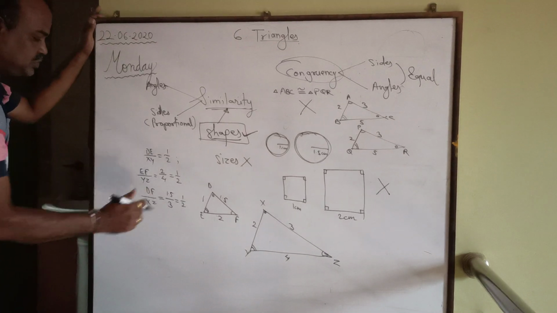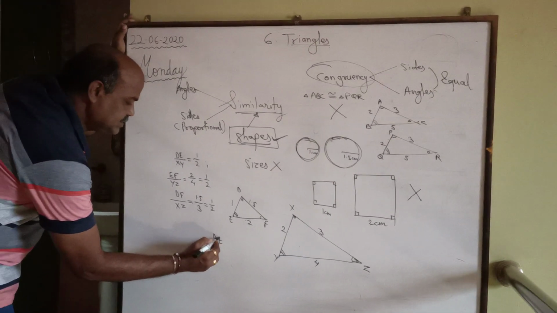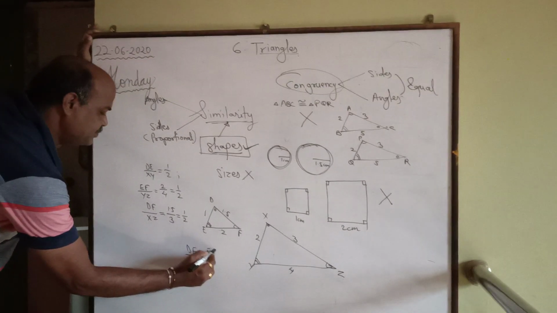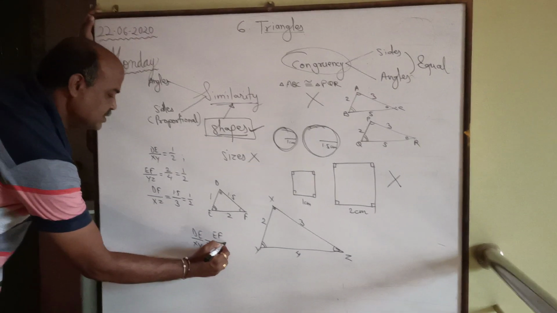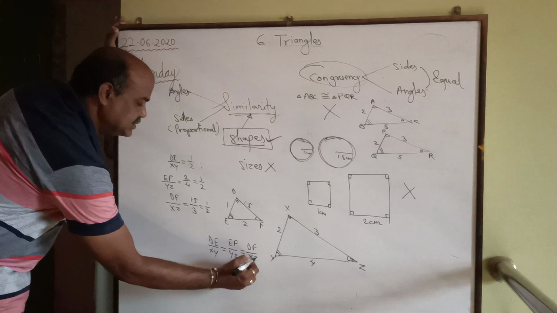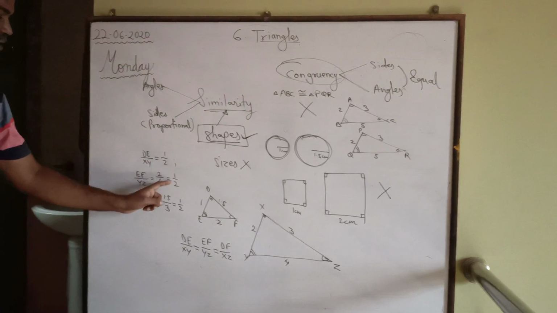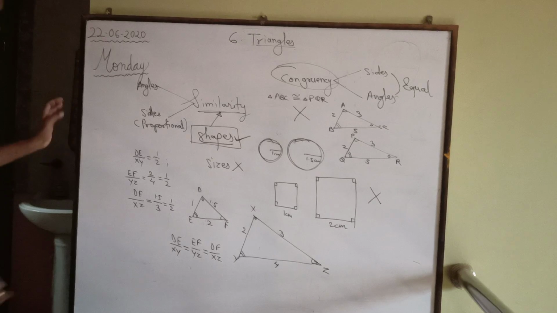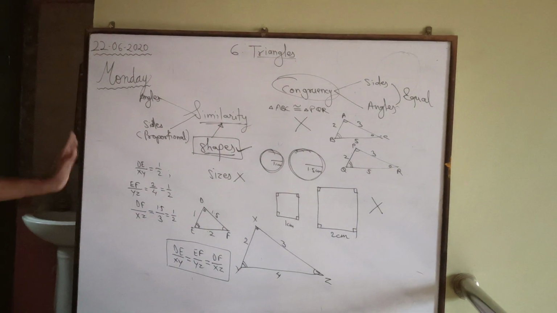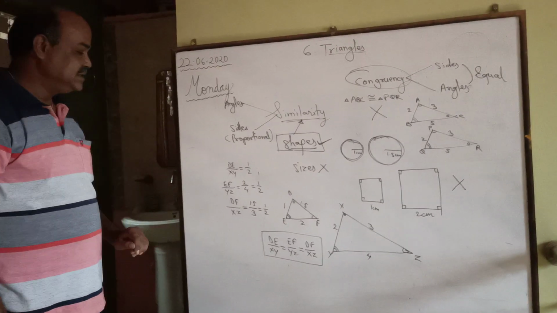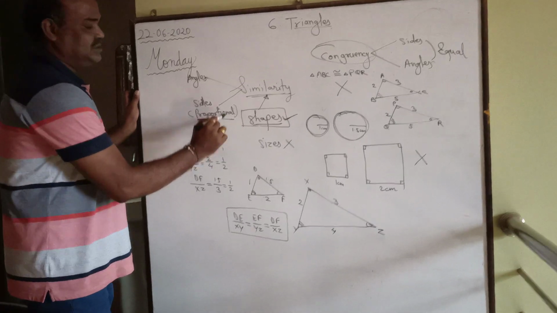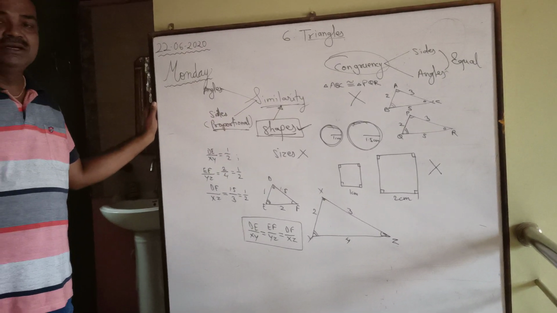So you come to know that DE upon XY equals EF upon YZ equals DF upon XZ. All the ratios are equal. All the ratios of the corresponding sides are equal. That means if the ratios are equal, then we say that the sides are proportional.